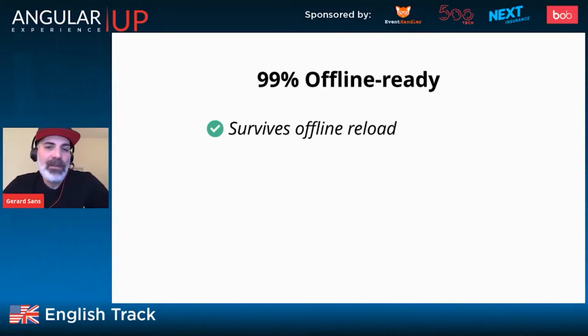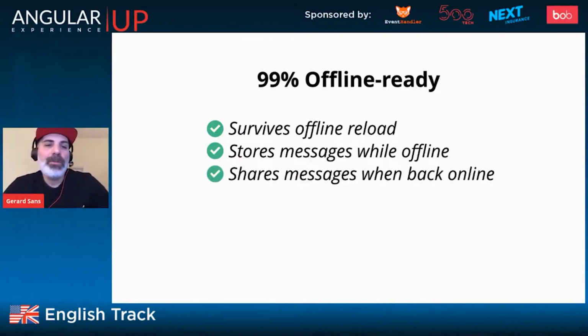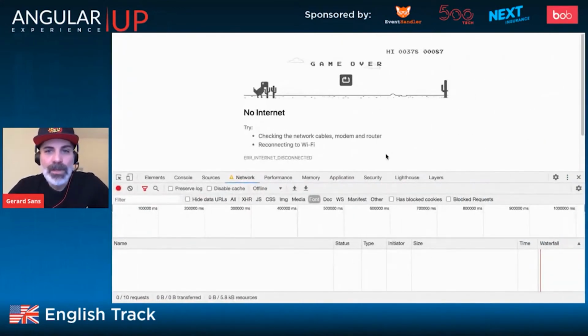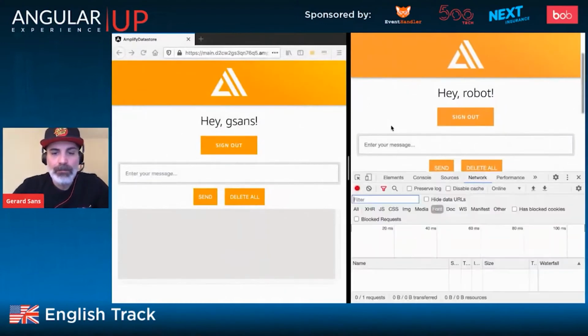We can survive offline reload, so we don't get the dinosaur. We also can store the messages while offline. We are using for that Amplify DataStore and IndexedDB on the browser. We are also being able to share the messages when we go back online, and I'm going to demonstrate that. So let's go to another demo. So this is done. Let's look at this demo now.